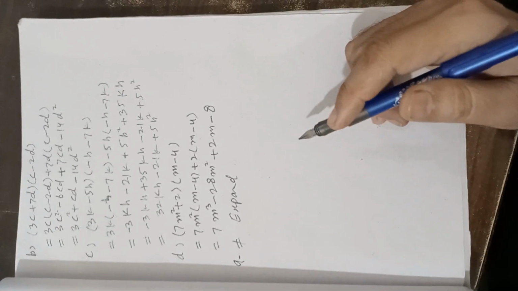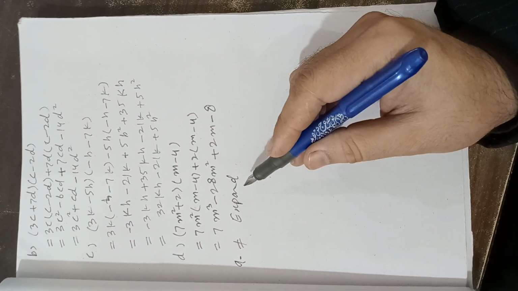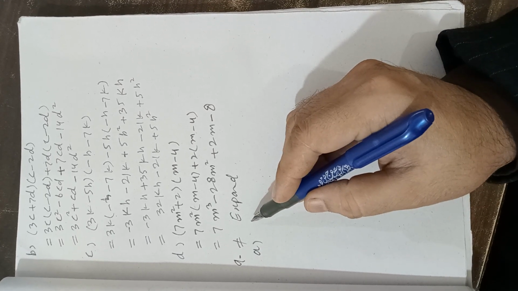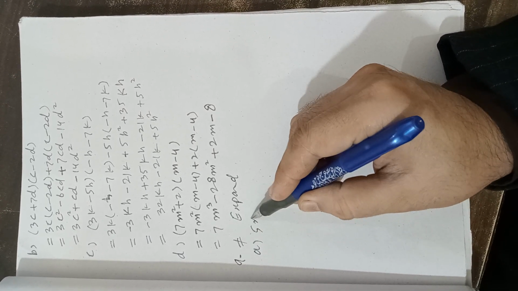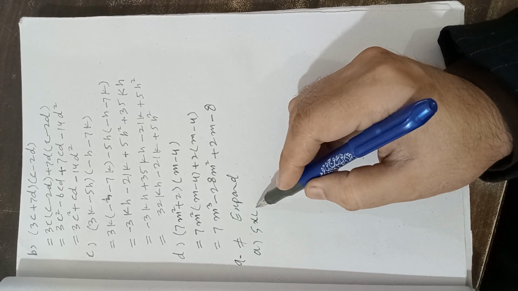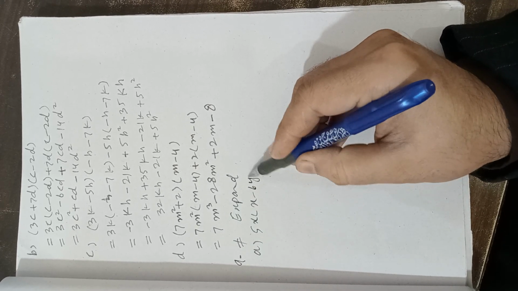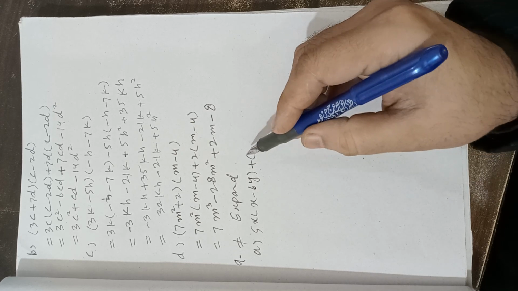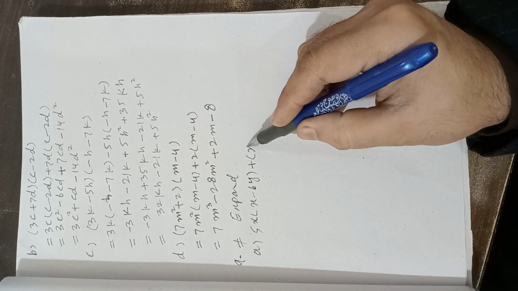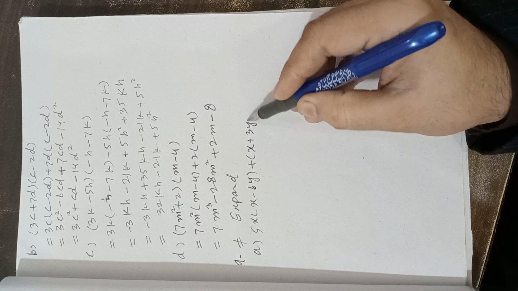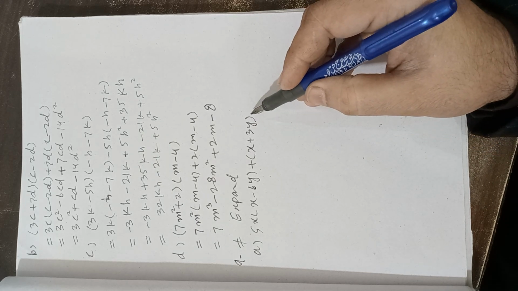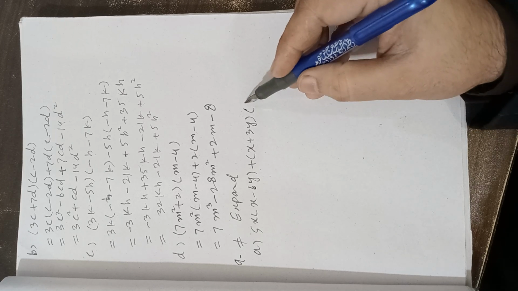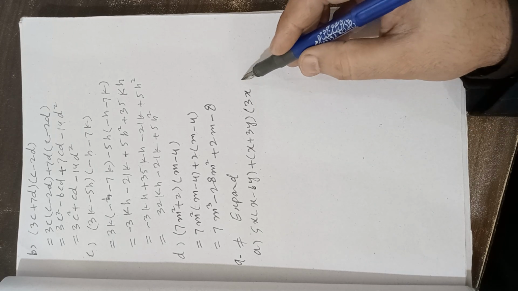Dear student, now question number 9, that is to expand, and its A part is 5x into x minus 6y plus x plus 3y, x plus 3y, second term is 3x minus 4y bracket closed.